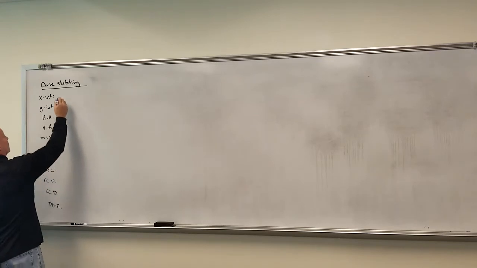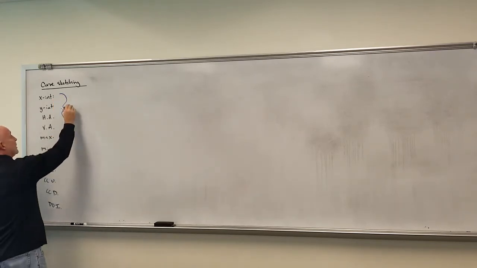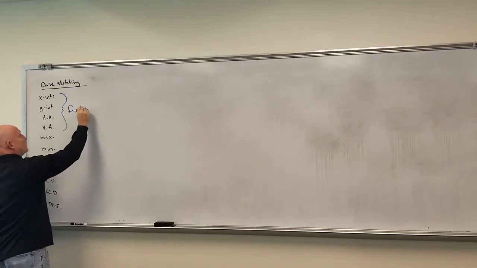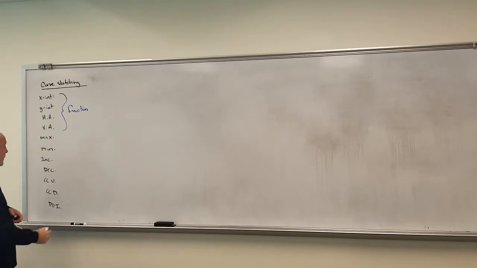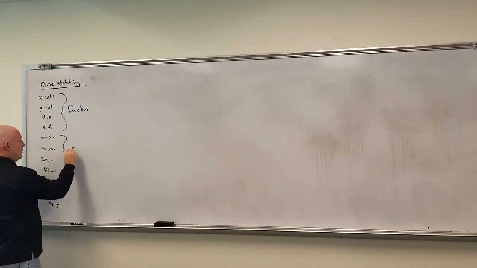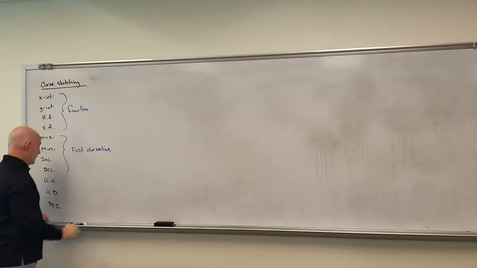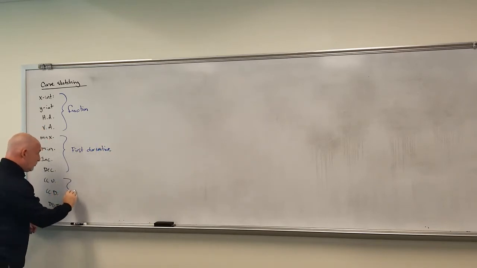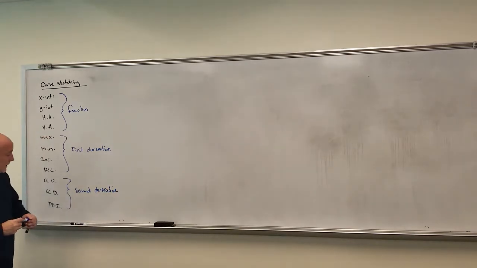Now, I'm going to erase this in a second, but these first things we normally look for come from the function itself. That's the function given. We find x-intercepts, y-intercepts, all that kind of stuff. The next things we look for, maxes or mins, increasing, decreasing, all come from the first derivative. And concavity and points of inflection come from the second derivative. So that's how we're going to classify these problems.